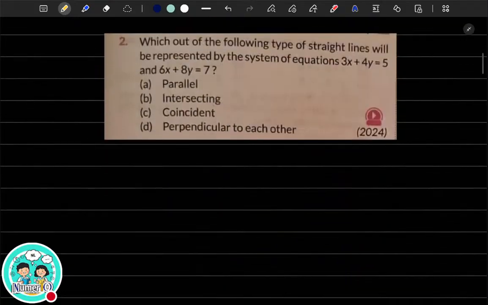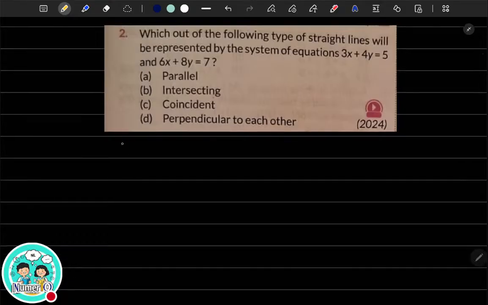Which out of the following type of straight lines will be represented by the system of equations? You are given a system of equations. You have to find out which type of straight lines will be represented. Will it be parallel, intersecting, coincident, or perpendicular to each other? How will you do it?